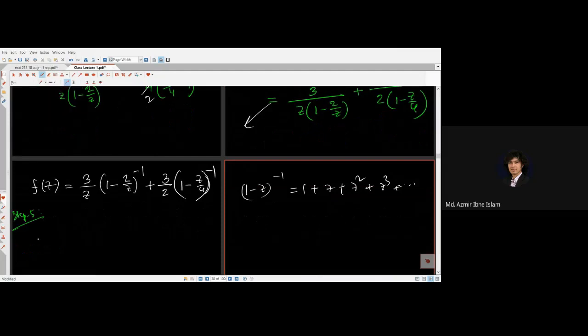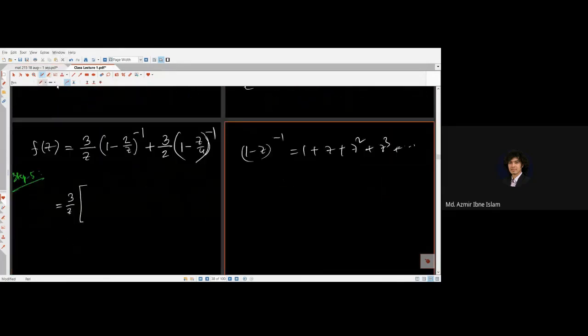So f of z equals 3 by z. Now think about this is z, 1 negative z power minus 1. So what will be the result? 1 plus z squared plus z cube. Is that okay?